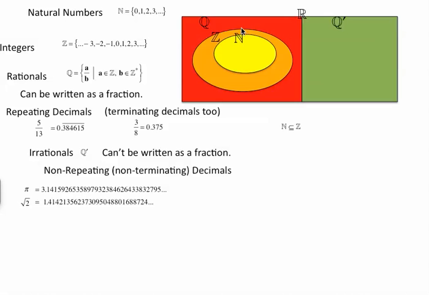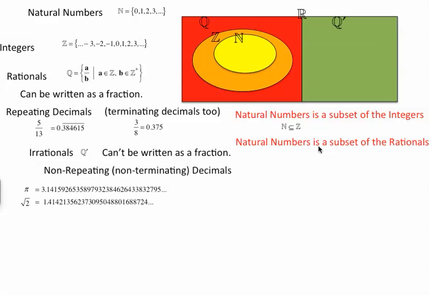So the reals are made up of rationals and irrationals. The natural numbers are contained in the integers, so the natural numbers are a subset of the integers. The set of natural numbers is a subset of the integers. Natural numbers are also a subset of the rationals.